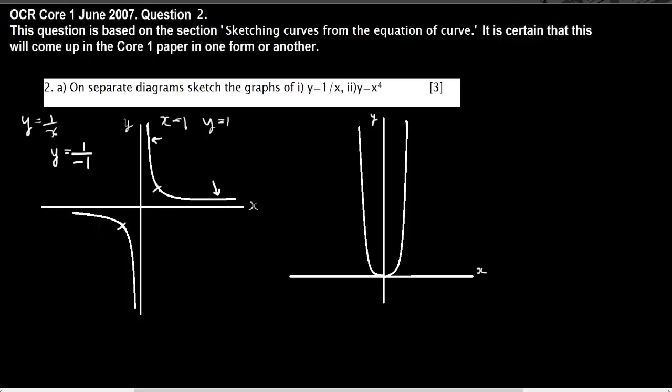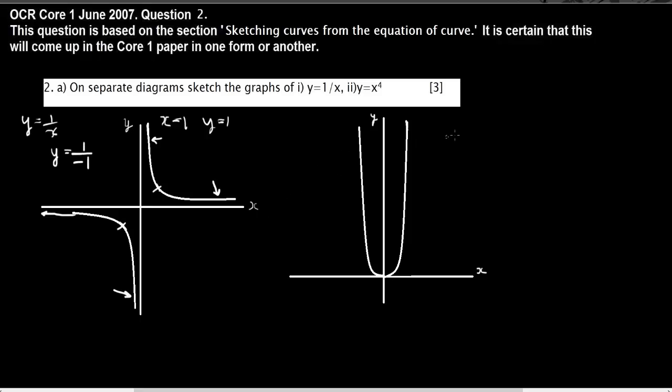As x becomes more and more negative along here, it approaches y equals 0, the x-axis, but never touches it. So it's asymptotic there, and it's asymptotic here. It never actually touches the y-axis. So that's a sketch of y equals 1 over x.